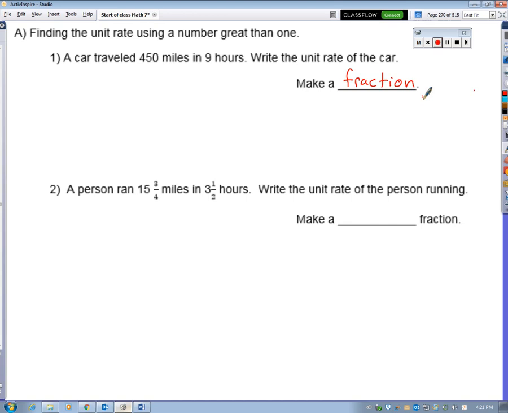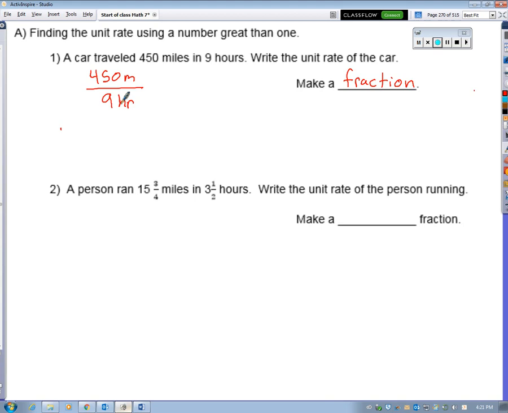You guys are old enough for that. No need to be scared of fractions. So here is our fraction we're going to write. We're going to take 450 miles, and underneath we're going to have 9 hours. Okay, there's our fraction, 450 miles over 9 hours.